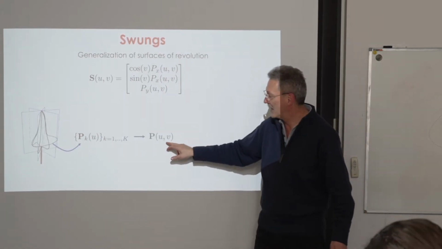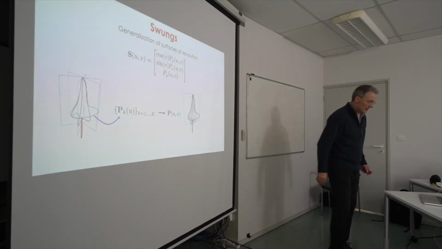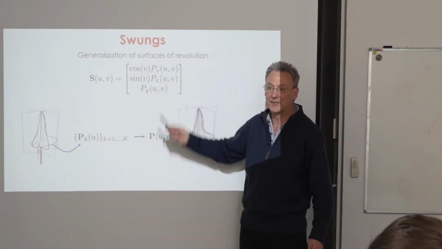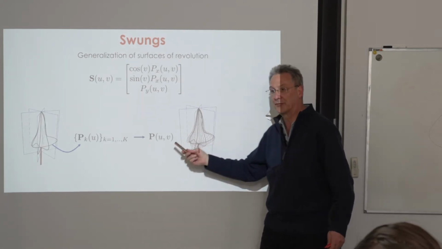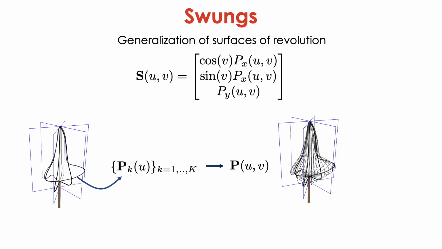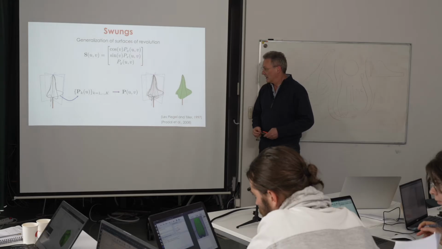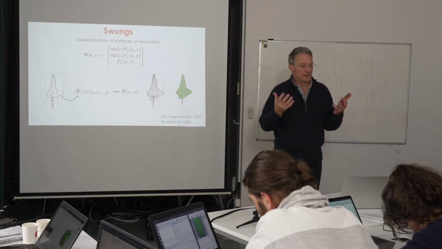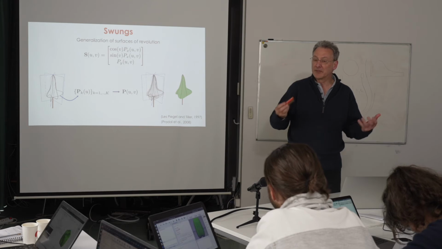And then I create a P of u and v by combining these different profiles and multiplying by this cosine and sine of v. I can reconstruct the complete surface, and then mesh it so that it becomes a complete 3D surface. And this swung was implemented also in LPy and makes it possible to create these volumetric objects that may represent a crown of a plant, but may represent many, many different things.